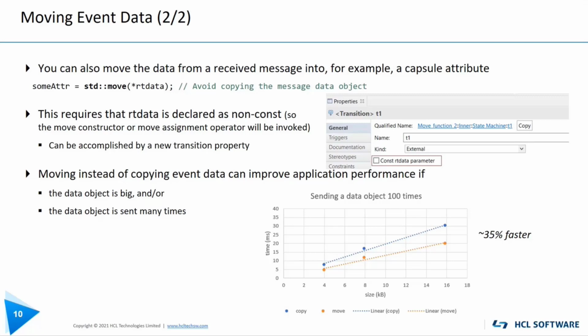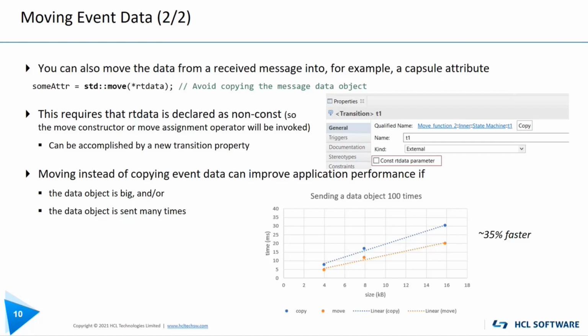We did some experiments with sending a string 100 times between two capsules, just to get a feeling for the performance improvement, and noticed that in that sample application we obtained about 35% faster performance when moving instead of copying the string. In general, this feature is of interest if you have big data objects that you need to send, or an object that you send many times, because even if it's not so big, sending it many times can still accumulate to some delay.